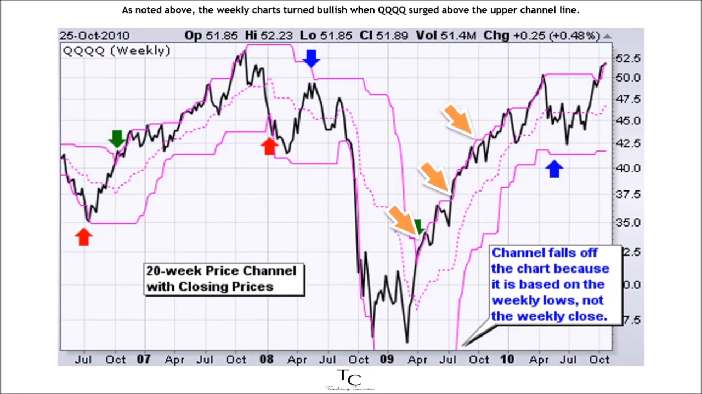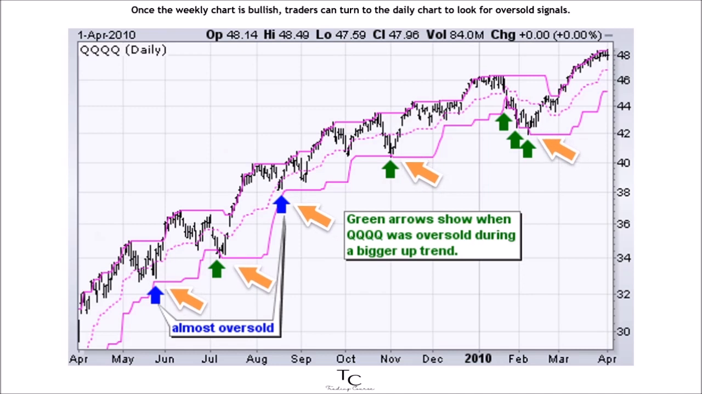As noted above, the weekly charts turned bullish when QQQQ surged above the upper channel line. Once the weekly chart is bullish, traders can turn to the daily chart to look for oversold signals. The weekly chart represents the bigger trend, while the daily chart represents the smaller trend.